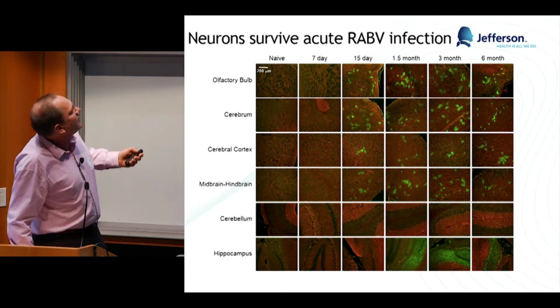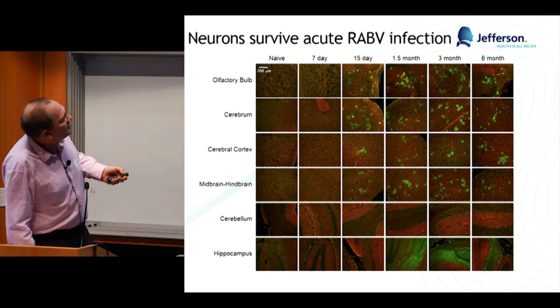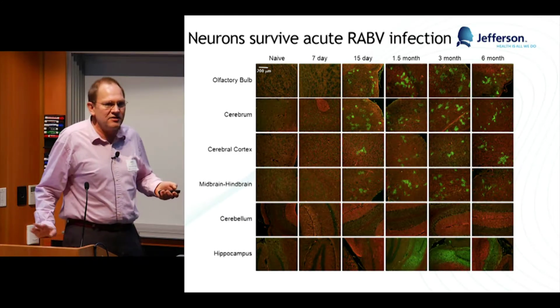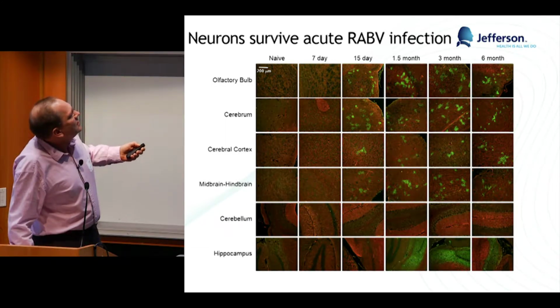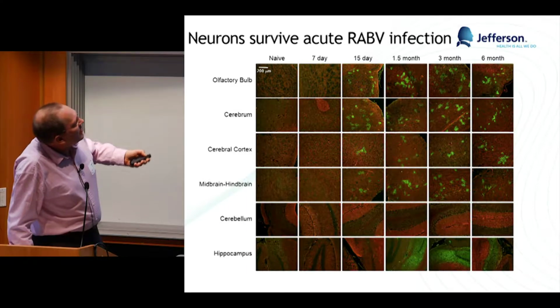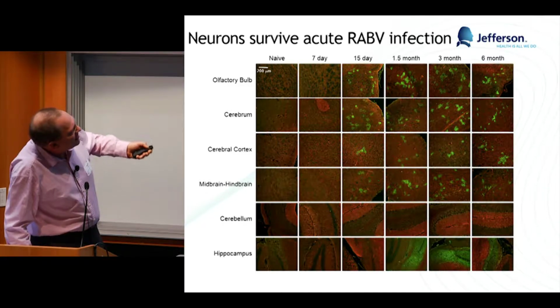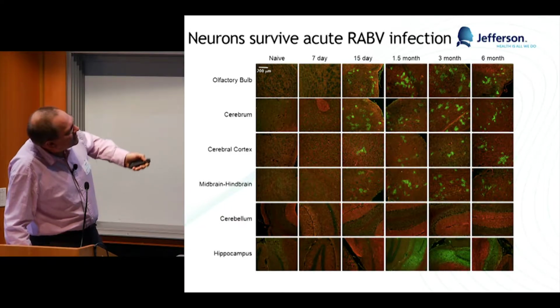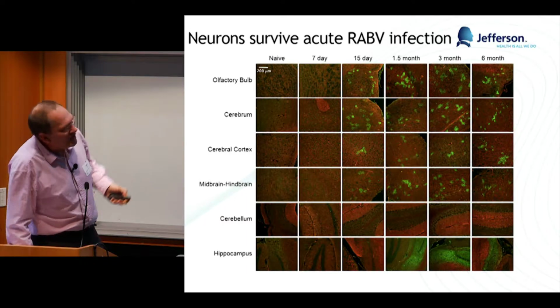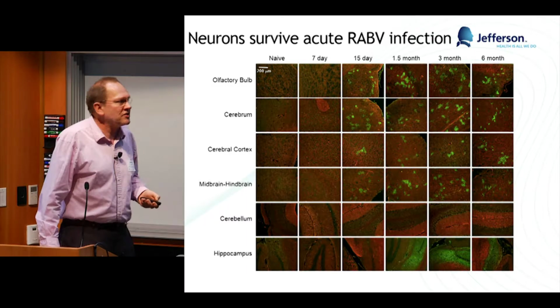So that's the infected brain over time for mice surviving. We used the vaccine strain of rabies virus. At day 7, day 15, you see this infection. That's all infected cells, which change to green. After 1.5, 3 months, after 6 months, you see all the cells are still there. And we actually sorted for green and red cells and showed that these neurons had functional changes.